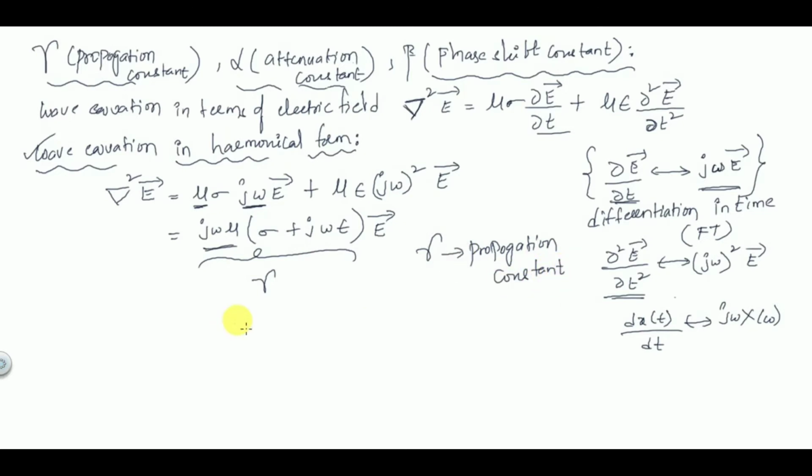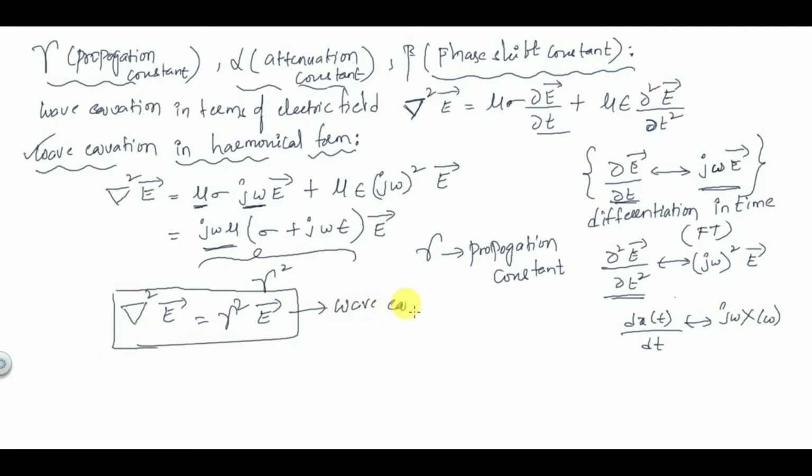I'll tell you what the propagation constant is now. So del square E bar, with this term being gamma square: del square E bar is equal to gamma square into E bar. This is called the wave equation in harmonic form, or it is also called the Helmholtz equation.